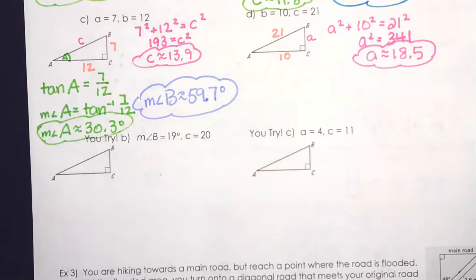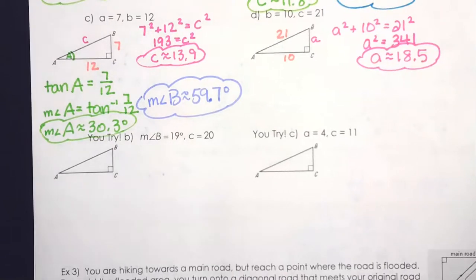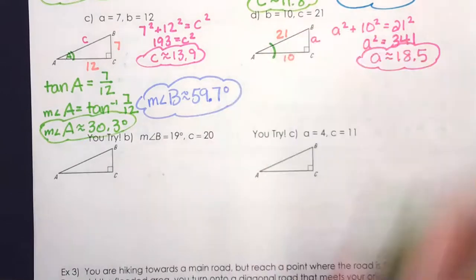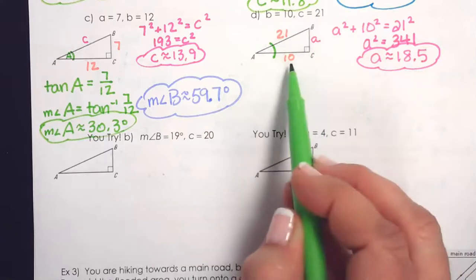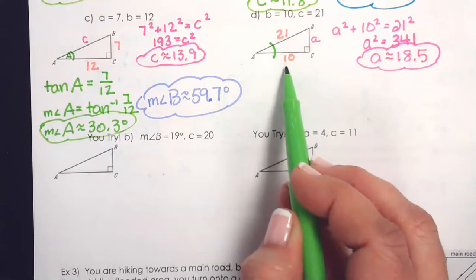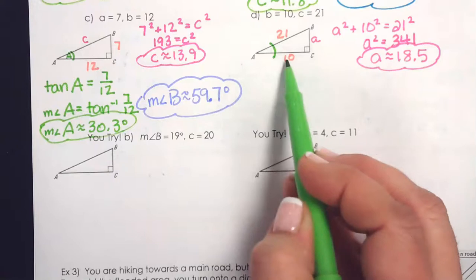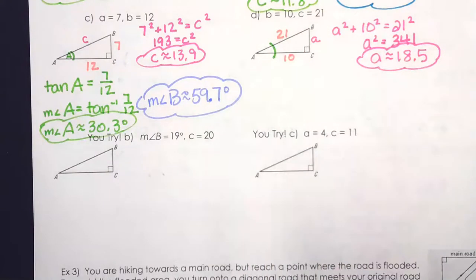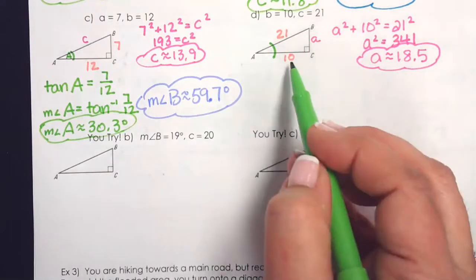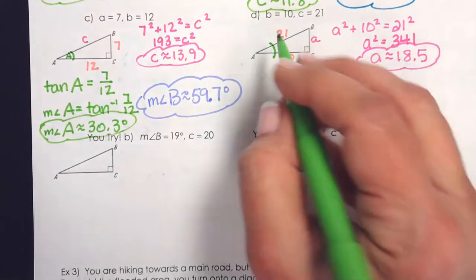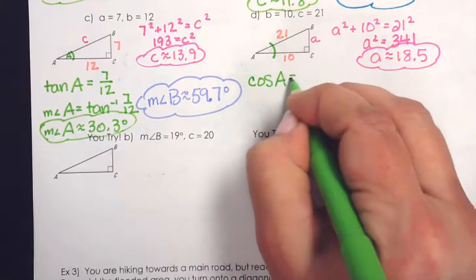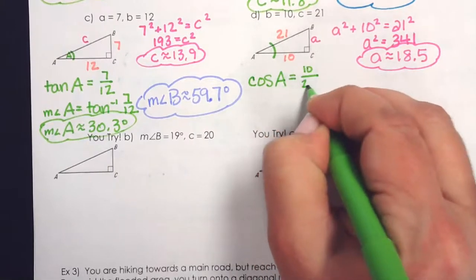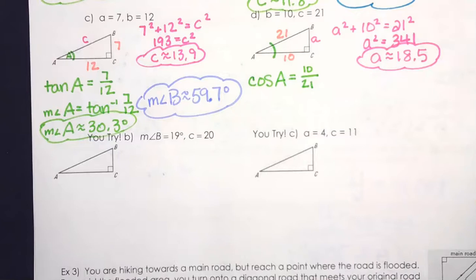So now let's find the measure of an angle. Do you want to start with angle A again? Okay. Now, instead of using side A, let's use the fact that we have 10, which is adjacent and exact, and 21, which is the hypotenuse. What trig function should we use for adjacent and hypotenuse? Cosine. So we're going to say the cosine of A equals our adjacent, which is 10, over our hypotenuse of 21.